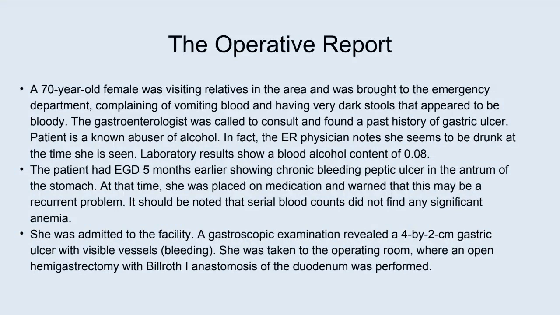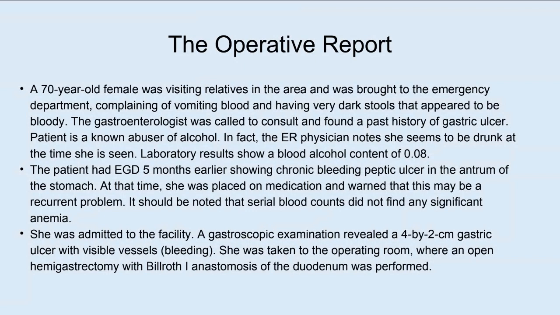The gastroenterologist was called to consult and found a past history of gastric ulcer. Patient is a known abuser of alcohol. In fact, the ER physician notes she seems to be drunk at the time she's being seen. Laboratory results show a blood alcohol content of 0.08. The patient had an EGD 5 months ago showing chronic bleeding peptic ulcer in the antrum of the stomach. At that time, she was placed on medication and warned that this might be a recurrent problem.